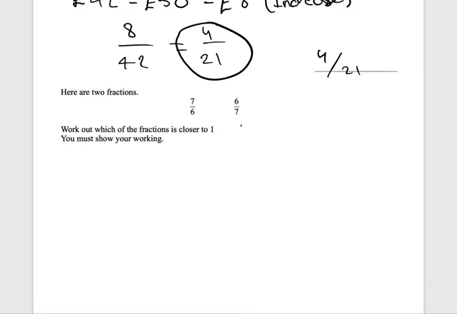Next question. Here are two fractions. Work out which of these fractions is closer to 1. You must show your working out. So to work out which fraction is actually closer to 1, we would need to turn them into a decimal.